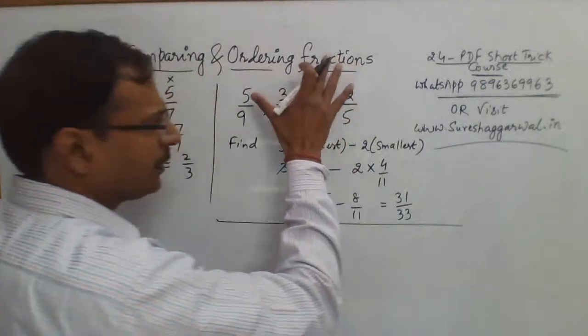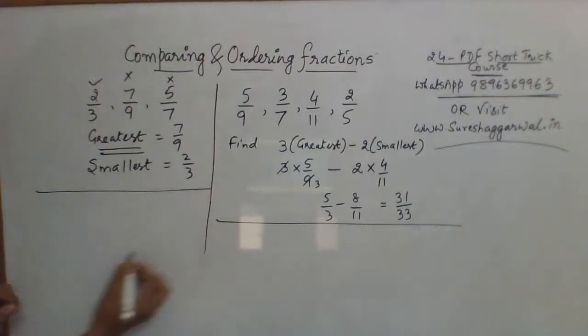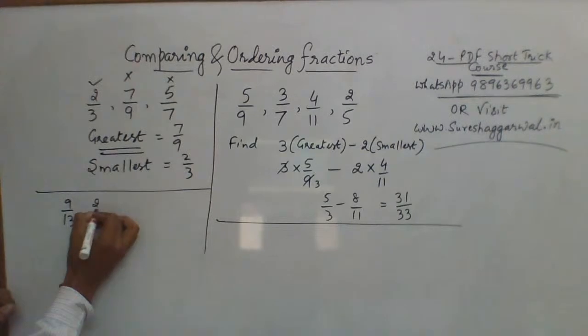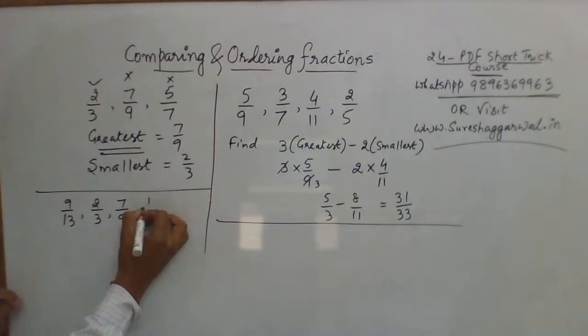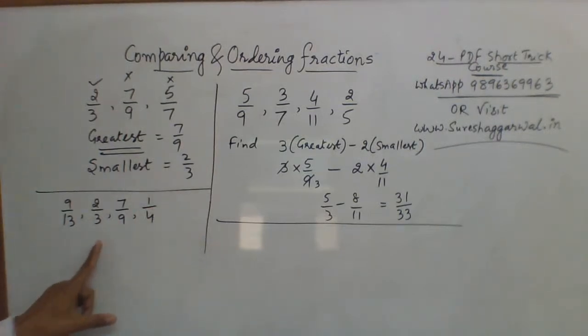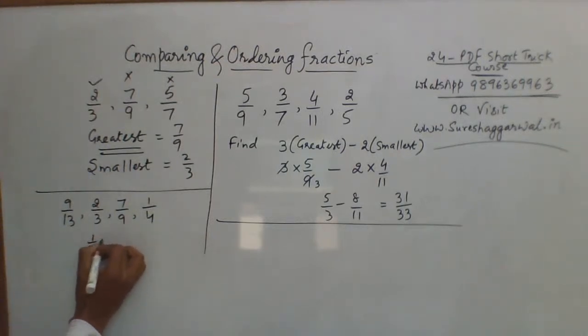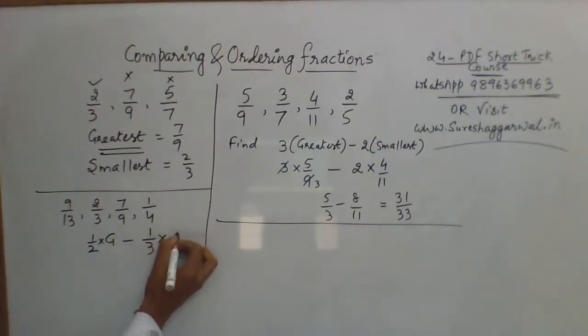Similar kind of problem, different fractions. So the fractions are 9/13, 2/3, 7/9, 1/4. Now you need to tell me which is the greatest and smallest, obviously, and then half of the greatest. So G stands for greatest, okay? Minus 1/3 the smallest. This is the expression we need to find.